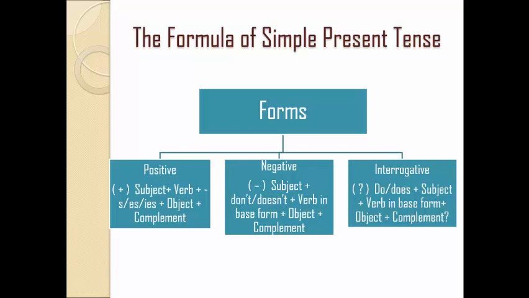The third one, which is the interrogative form. Make questions with do or does. Again, we use does with the third person singular pronouns, he, she, or it. So the rule is do or does plus subject plus verb in base form plus object plus complement. So now here are some examples for you.